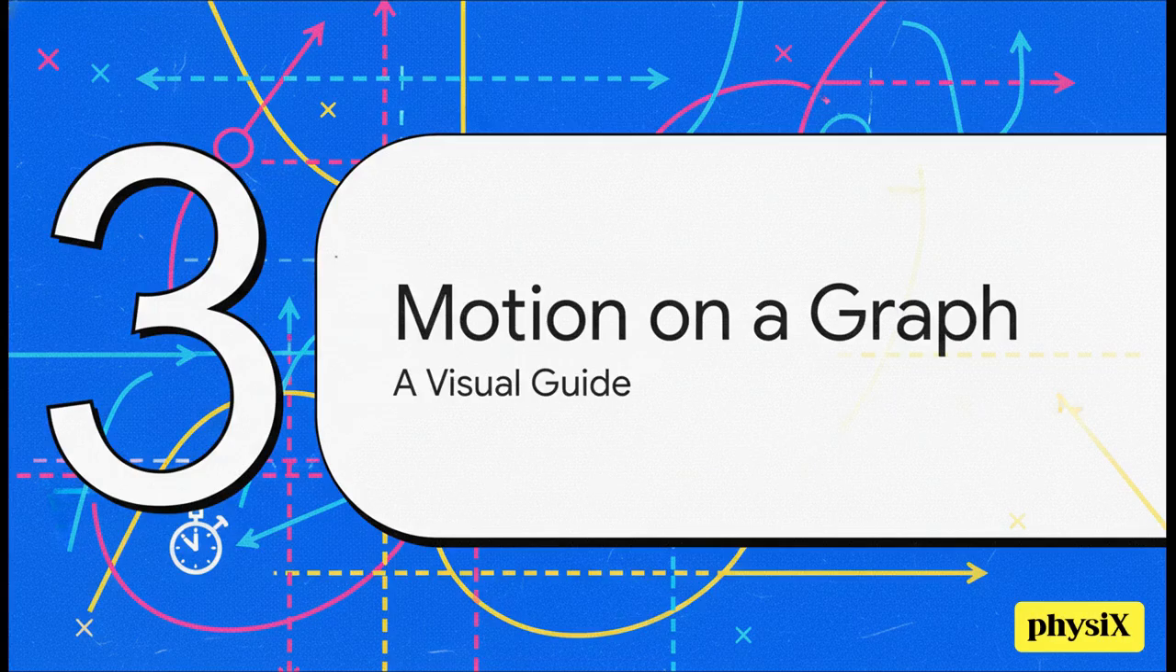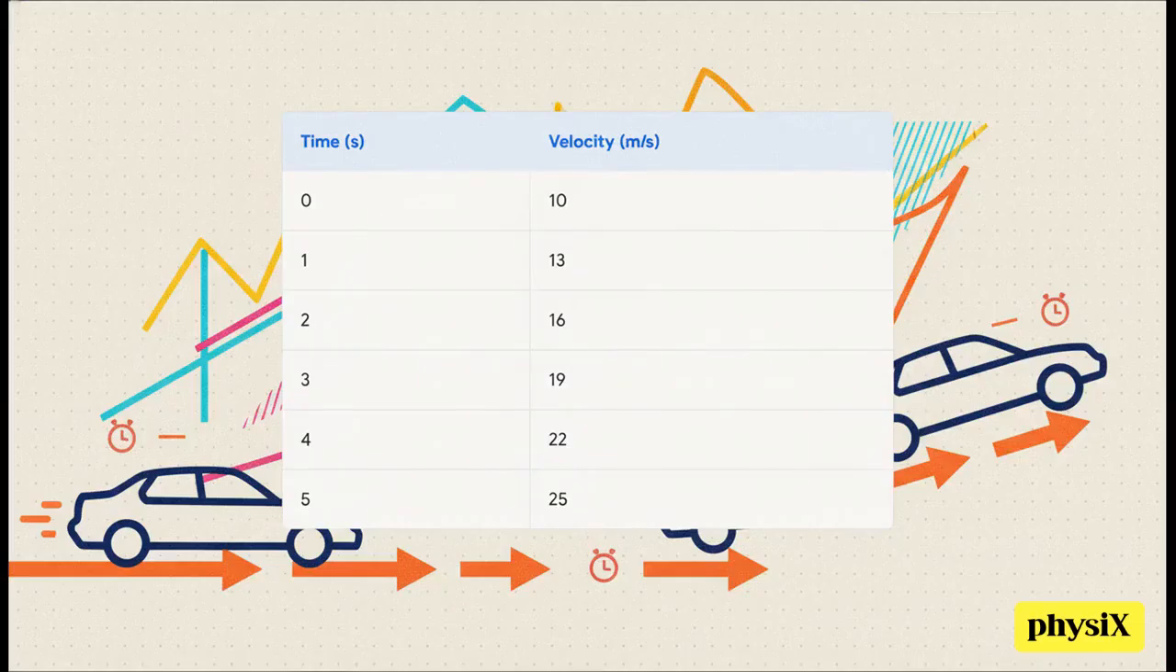When you plot these variables, they create these really specific, predictable shapes that tell you the whole story. Okay, let's imagine a car that's already moving at 10 meters per second, and then it starts accelerating steadily at 3 meters per second every second. Look at the pattern. After 1 second, its speed is 13. After 2 seconds, it's 16. It's just this perfect, steady increase.